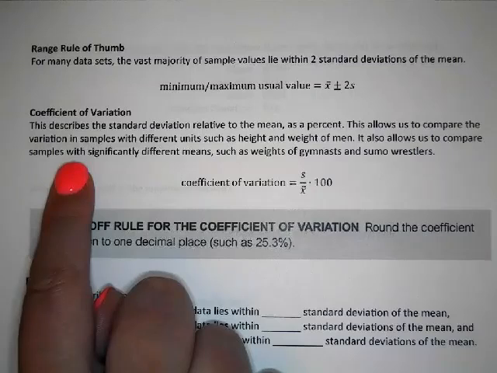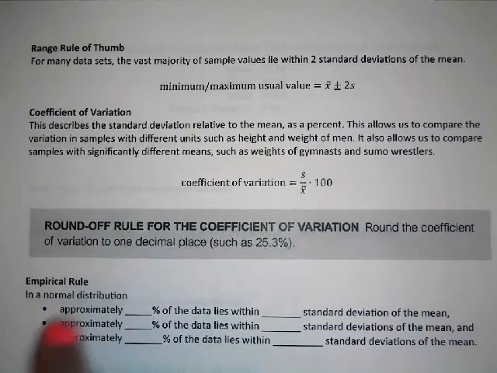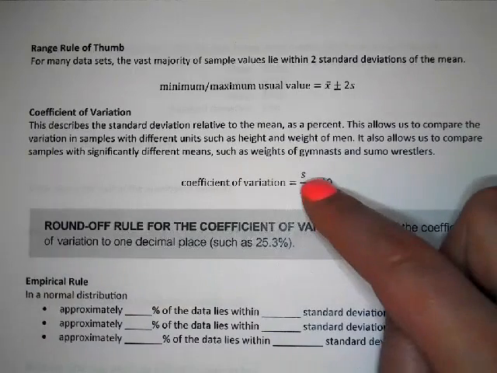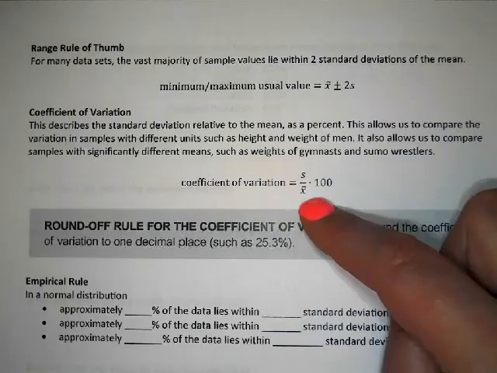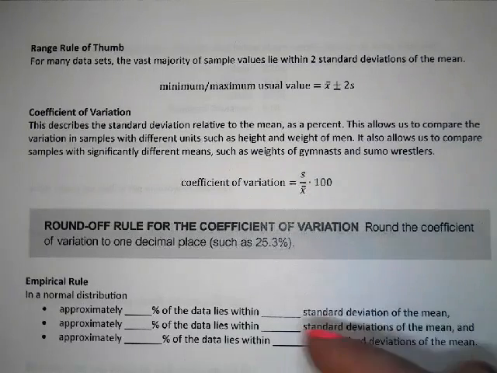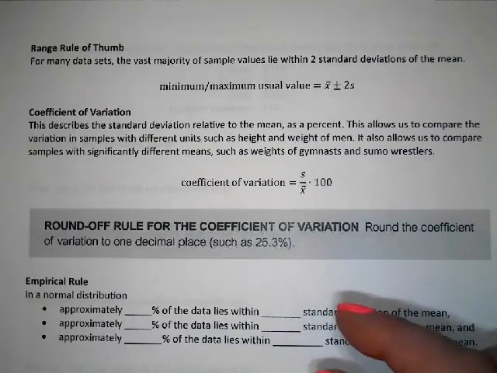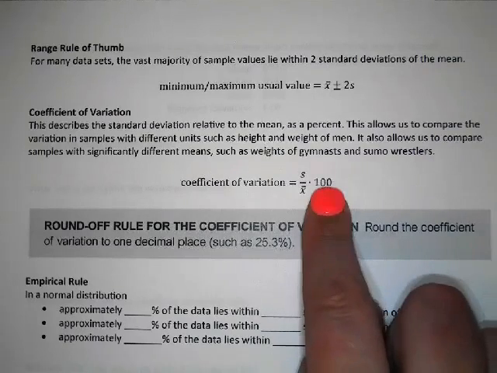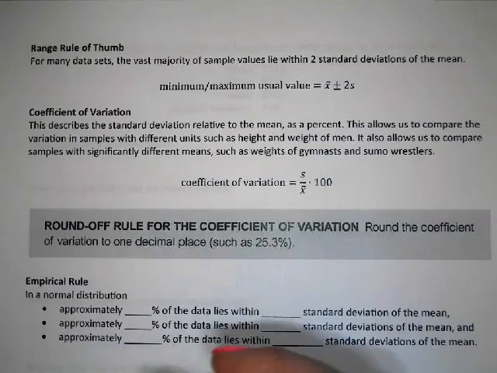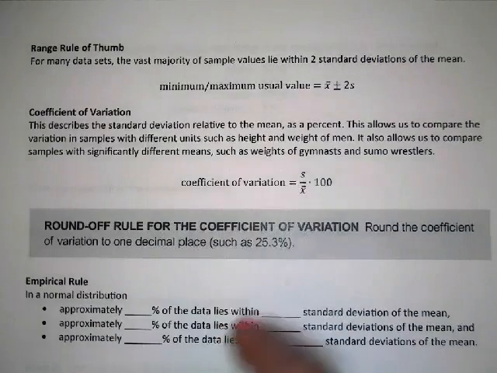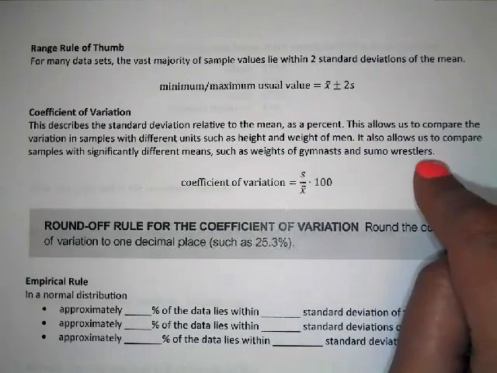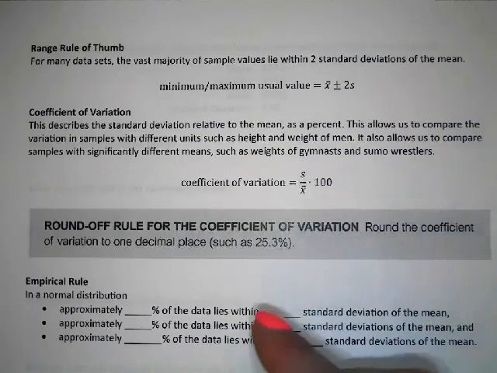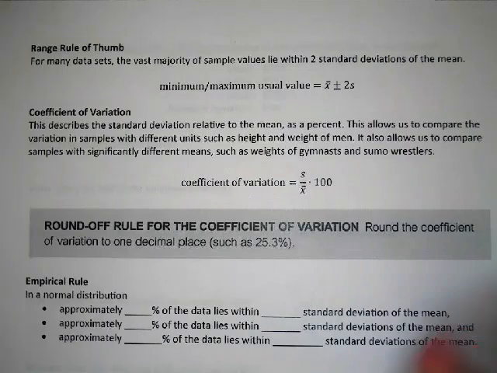The next thing that we'll talk about is the coefficient of variation, which describes the standard deviation relative to the mean, and it discusses that as a percent. The way that you calculate it is you do the standard deviation divided by the mean, which just says what percentage of the mean that standard deviation is, and then when you multiply it by 100, you're taking the percentage written as a decimal and writing it as a percentage. This allows us to compare variation in samples with different units, such as height and weight of men or women or whatever you're studying.